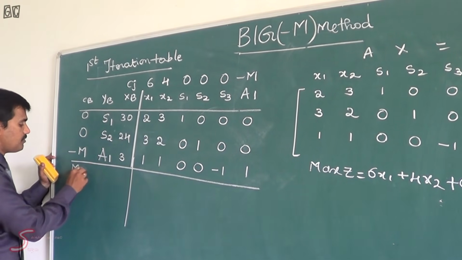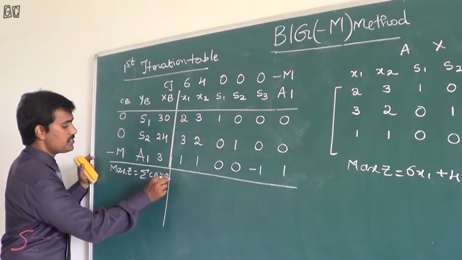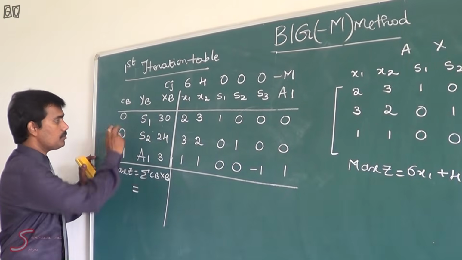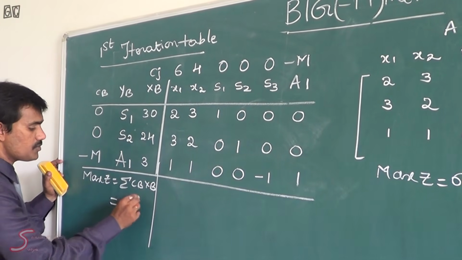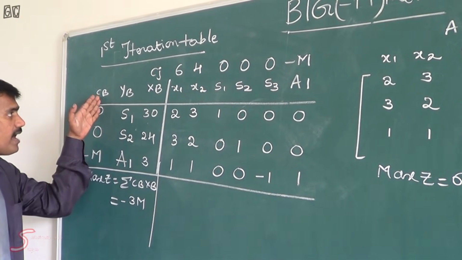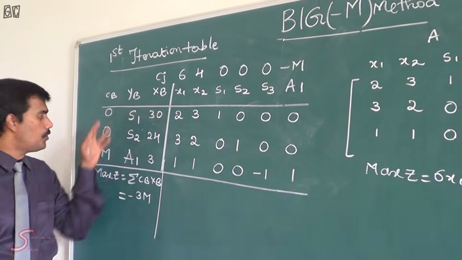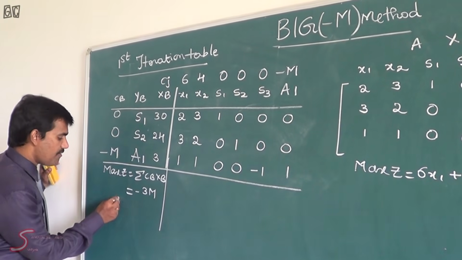What is the formula for the maximum of Z? The maximum of Z equals the summation of CB into XB, that is 0, 0, minus m into 3, that is minus 3m. So I am going to multiply the CB values with the XB values: 0 into 30 is 0, 0, minus m into 3, that is minus 3m.